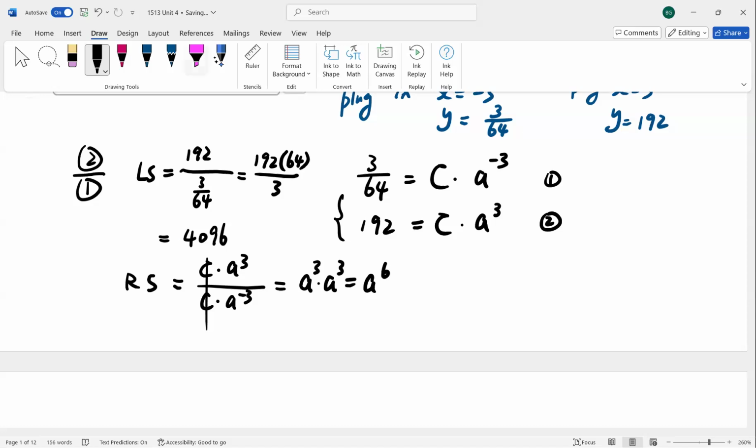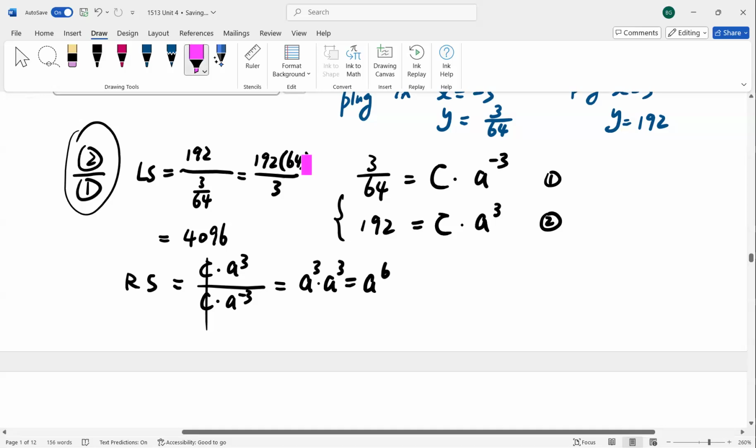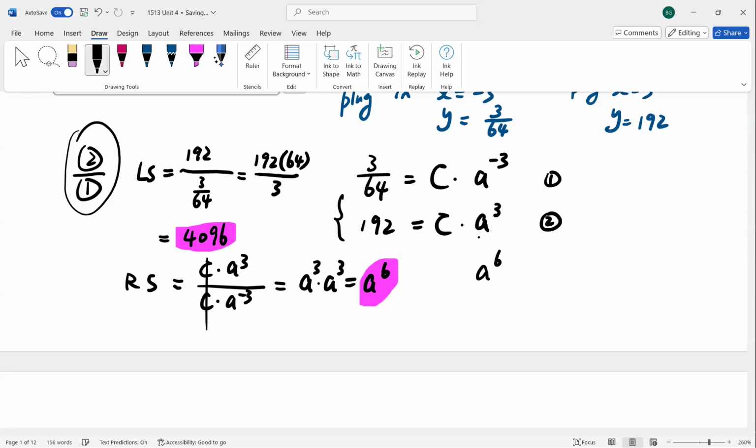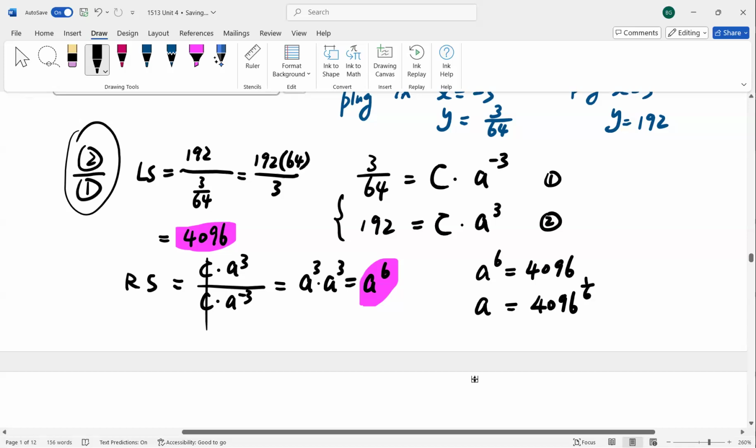All right, so after we do the quotient, 2 over 1, we have the left side equals this number, and the right side equals this number, right? And we have a to the power 6 equals 4096. And how do we find a? In the calculator, we can do a equals 4096 to the power 1 over 6. It is the sixth root of 4096. Basically, we need to find a positive number whose sixth power is 4096.